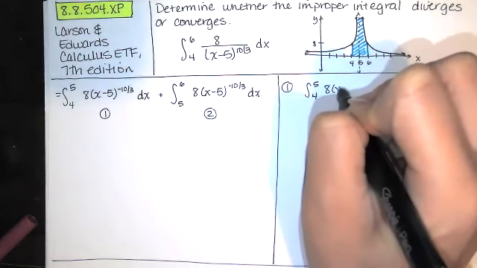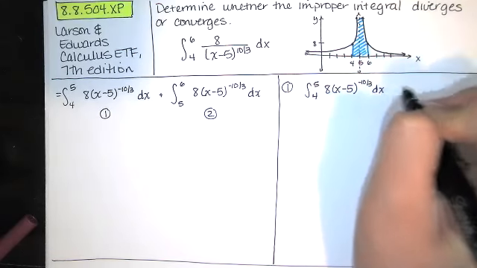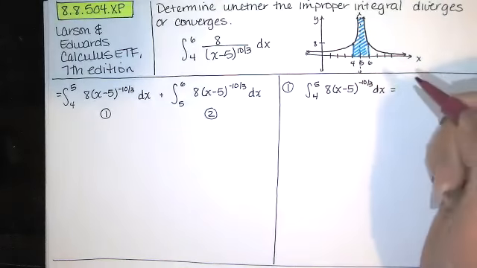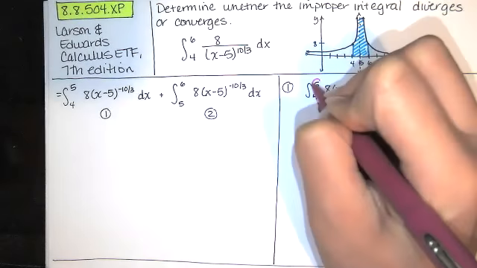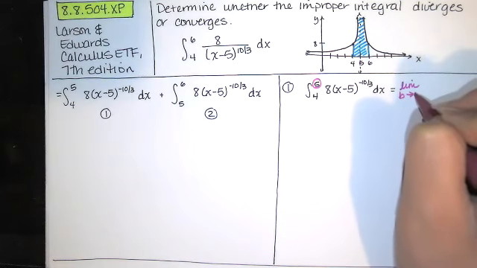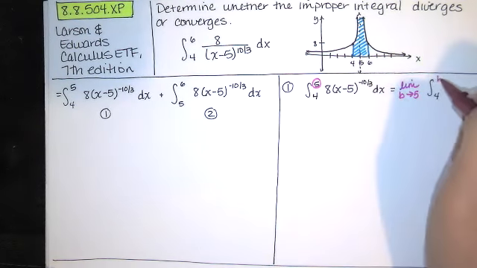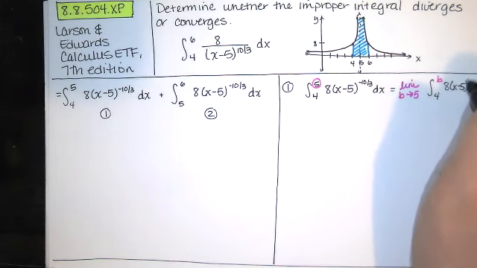Now, all improper integrals should be thought of as limits. So this is really the limit, as b approaches 5, of the integral from 4 to b of our integrand 8 times the quantity x minus 5 to the negative 10/3 dx.